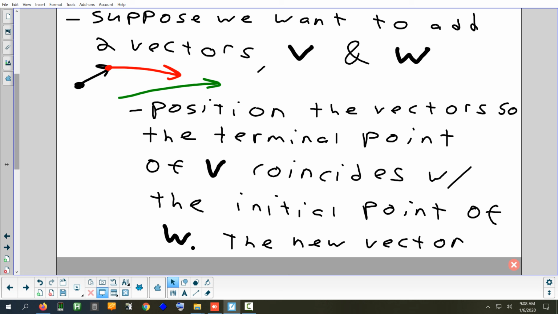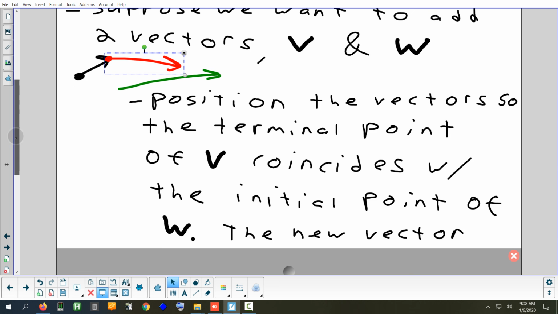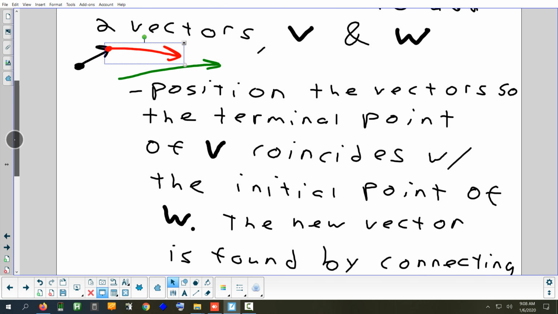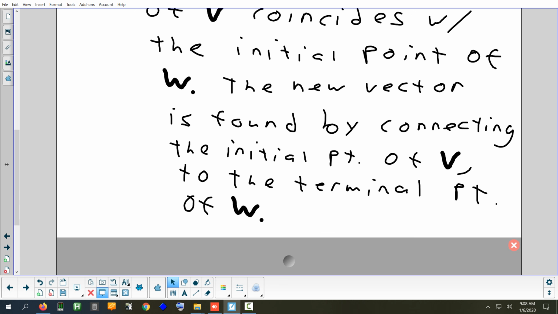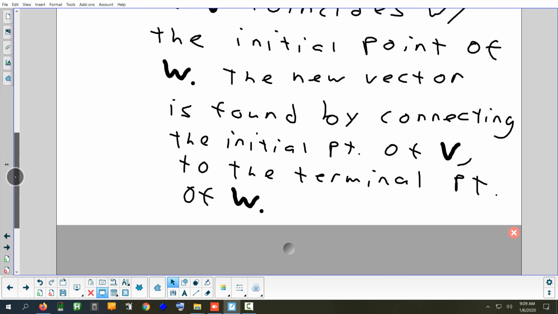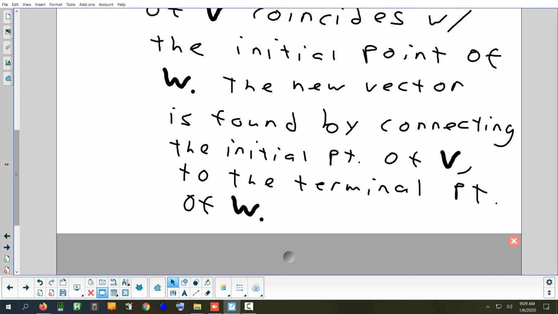And then to get the visual, kind of get the final answer, which is what's in green, you're going to connect the starting point here to the ending point there. And that's how I got the one in green. Okay, so the final answer is found by connecting the starting point of the first one, which is the one in black, to the ending point of the second one, which in my case was the one in red. And when I did that, that's how I got the vector in green.